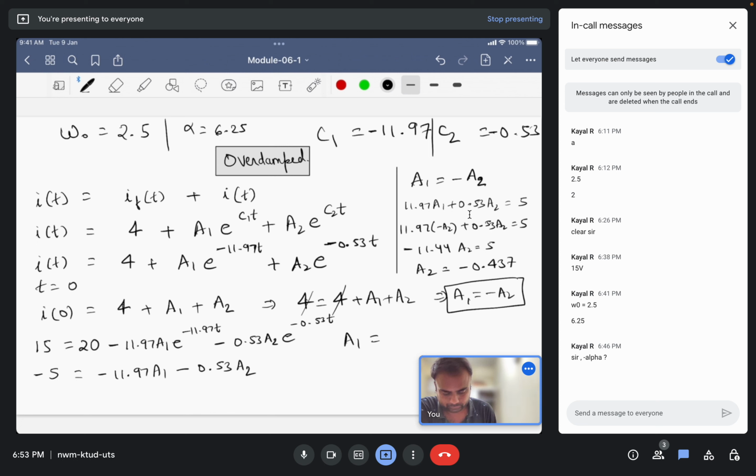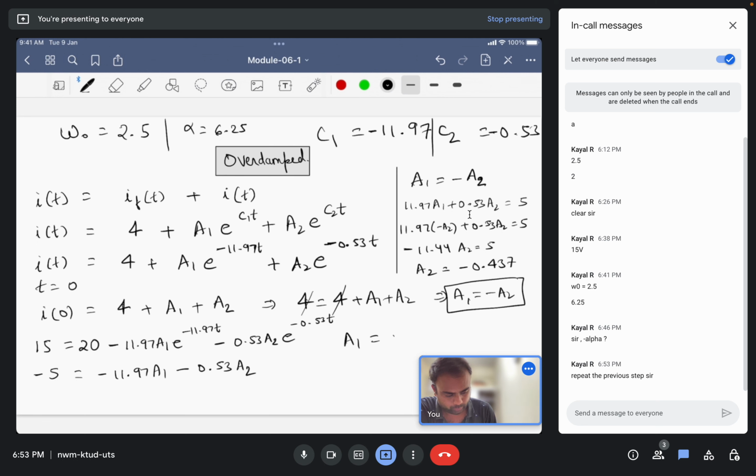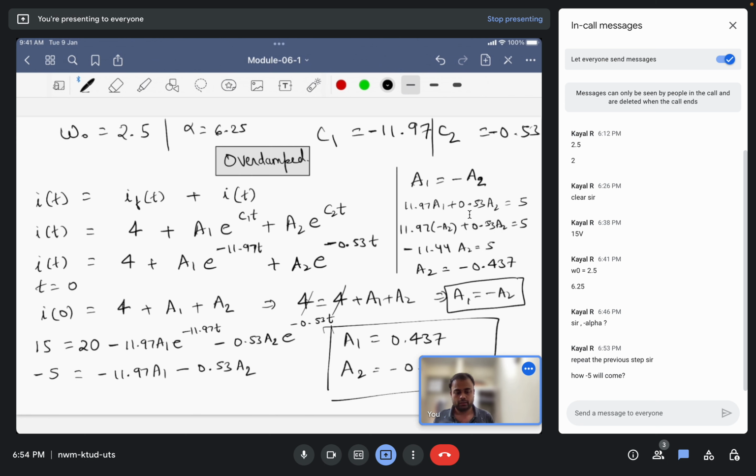A1 will be minus of A2, that is 0.437, and A2 will be minus of 0.437. So these are the values. Let us once see the calculation here. There should not be any mistake, because if there is some mistake, the final answer and the waveform that we get will not be correct.